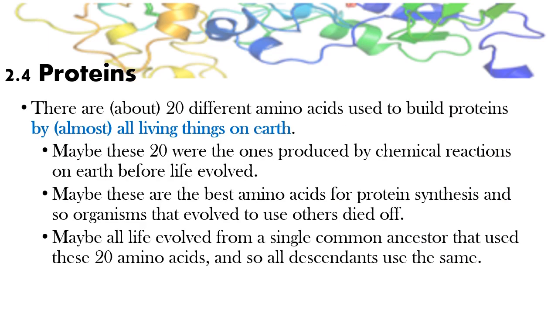We mentioned a couple slides ago that there were like 20 or 21 amino acids that all living things, almost all living things, use to build their proteins on Earth. And there are some reasons for maybe why there are only 20-ish that all of us use. It might be that those 20 were the ones that actually existed on the planet when life first evolved. Those were the only ones that were available to us. Maybe they're the best ones, or maybe we had some common ancestor that happened to use those amino acids, and so that's what we all use, since we've all descended from that one common ancestor.